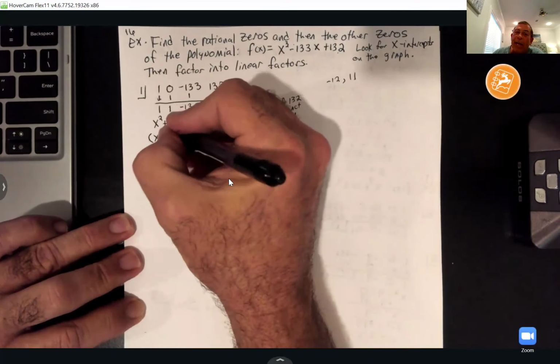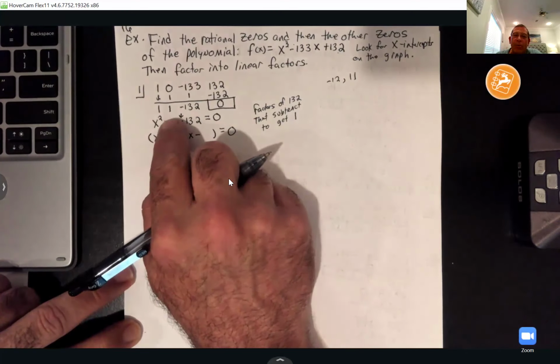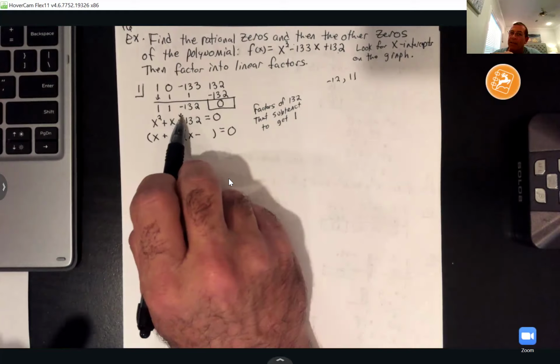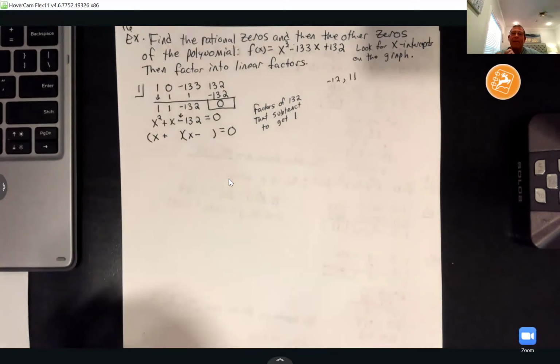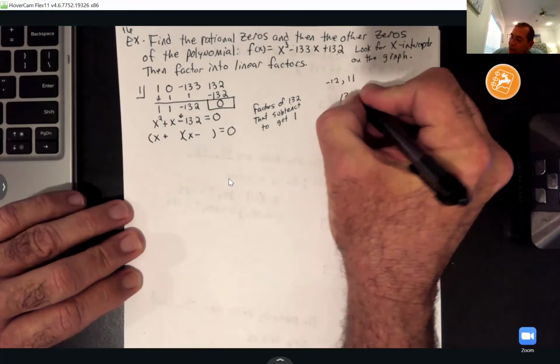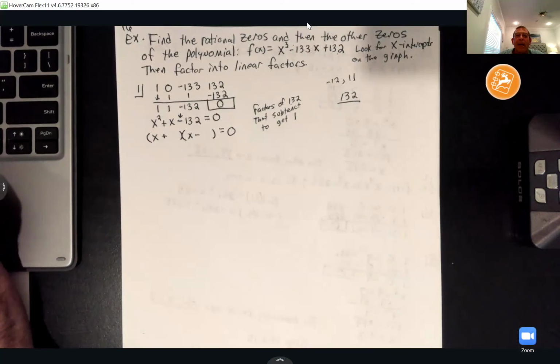Because remember, that's like a 1x in the middle. So you always find factors of the last number that equal the middle number. If that's minus, they subtract. If that's plus, they would add. Now, if you're weak on factors of 132, let me show you a trick. We got a calculator. So let me share my calculator.